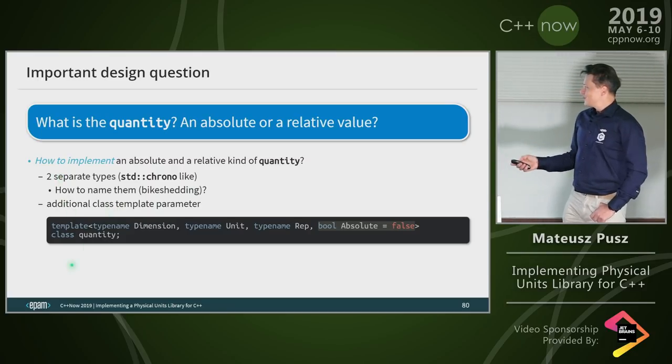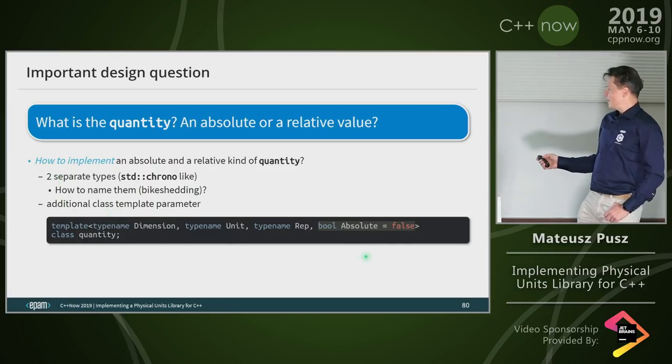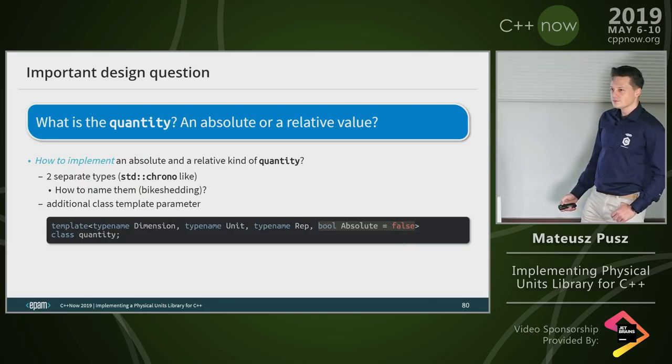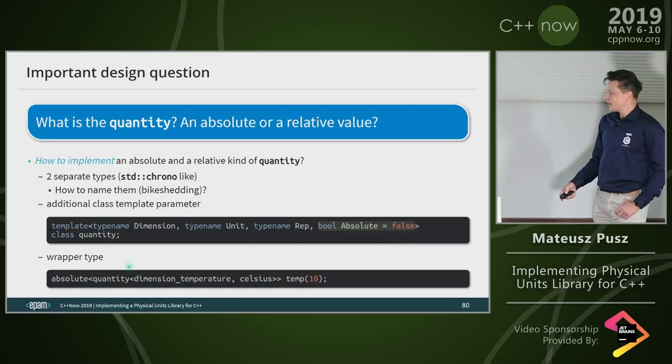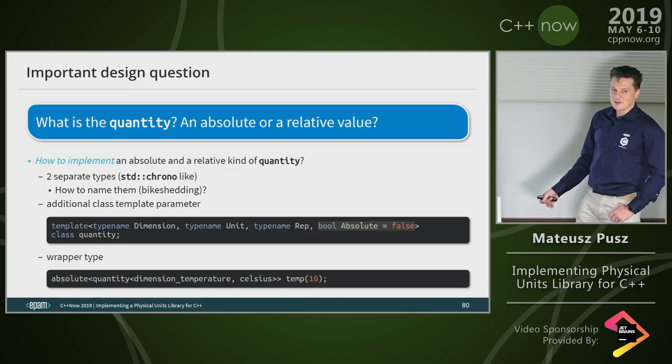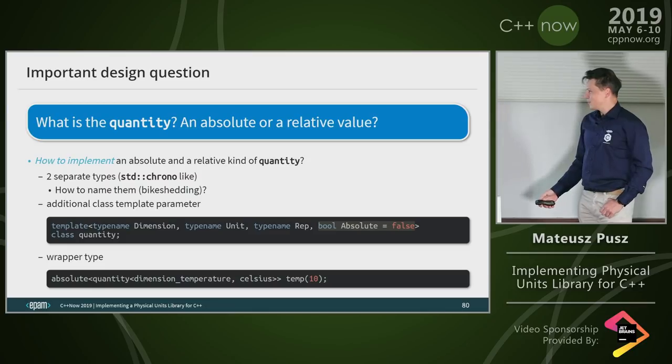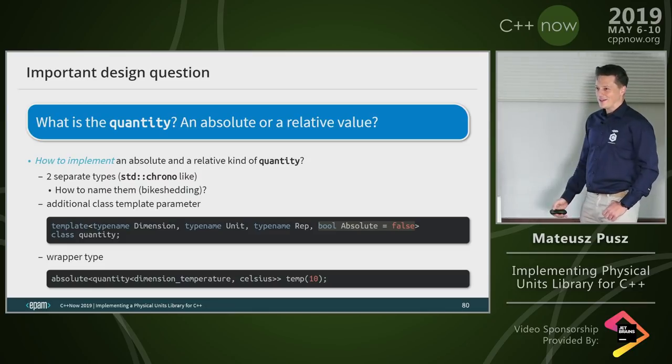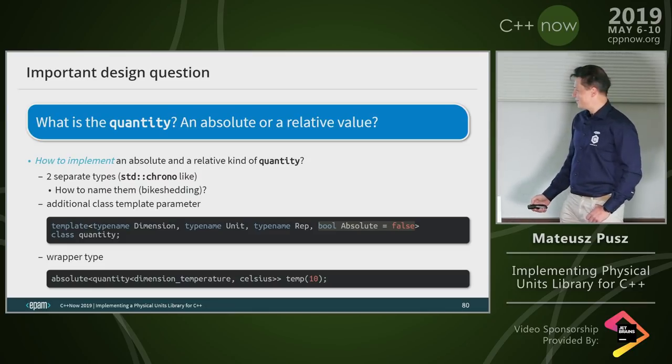So maybe use an additional class template parameter for quantity, absolute equals false. Or maybe have a wrapper type, absolute of quantity. I still don't know what's the best solution here. If you have any suggestions, I'm open for discussion on this. We have Library in a Week, yes? So we can discuss this tomorrow, for example.